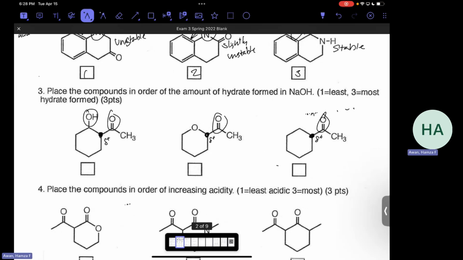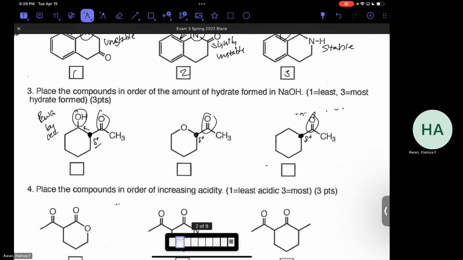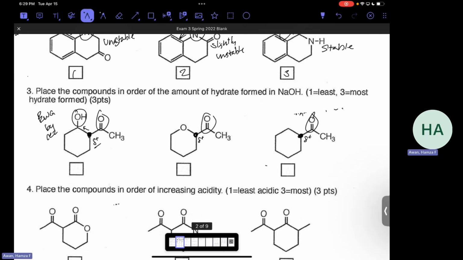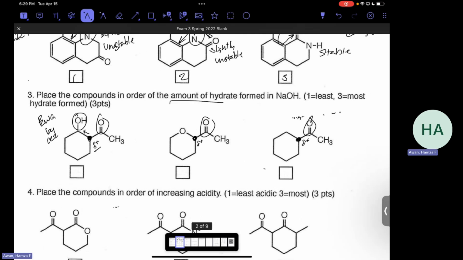So this OH is an electron withdrawing group, and this is an electron withdrawing group by resonance. Okay, so what that means is that this delta positive charge is going to go away from it and become a smaller delta positive charge, right? And so we'll talk about how that affects the amount of hydrate formed.